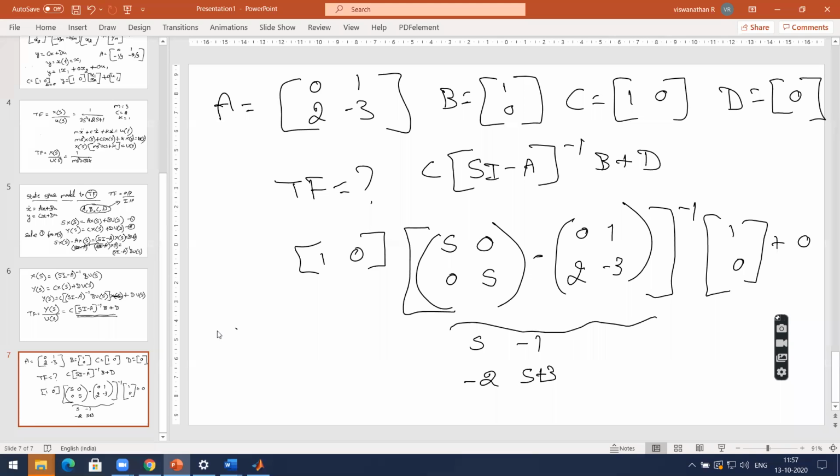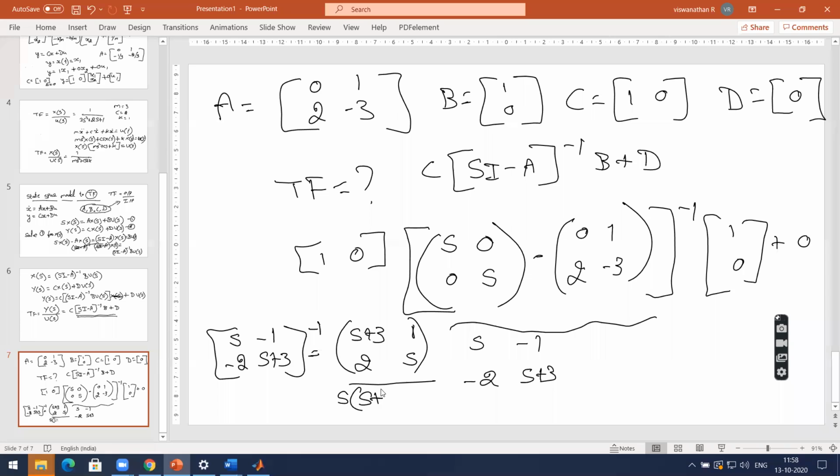What will be the inverse? The rows become columns and columns become rows. For the inverse, you take S minus 2, 1, S plus 3. These two have to be interchanged, correct? S plus 3, you put S here, you change the sign of these two, 1 and 2, divided by the determinant. S into S plus 3 minus 2.